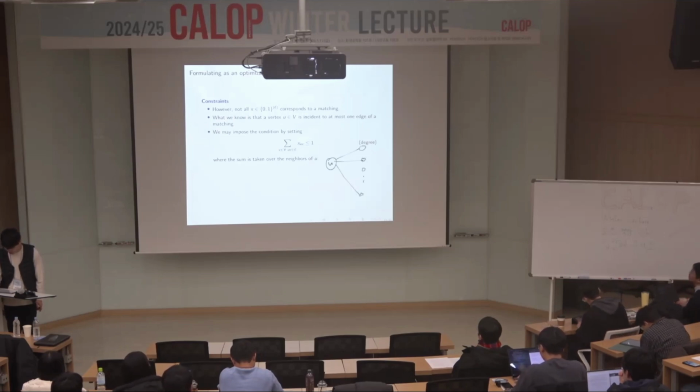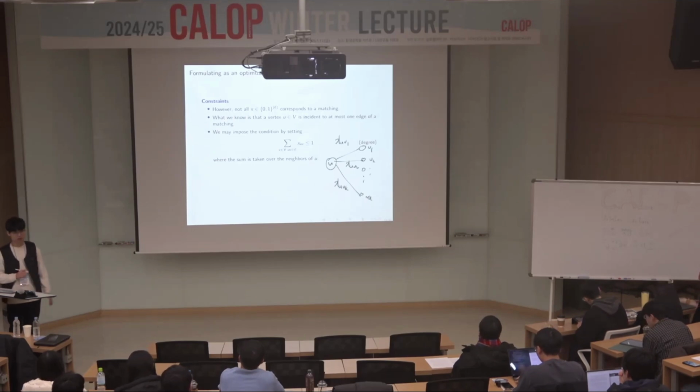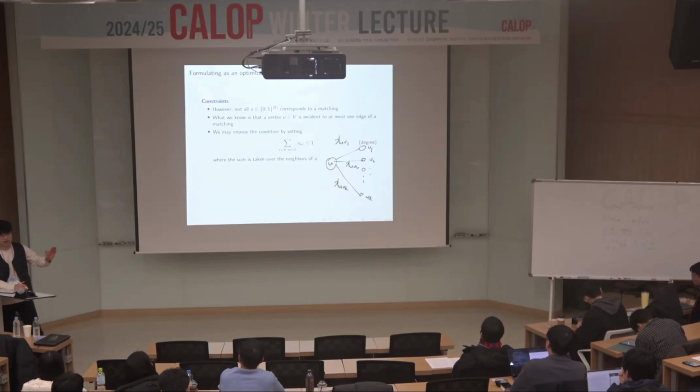Let's say this is v1, v2, and vk. Then you have x_{u v1}, x_{u v2}, and x_{u vk}. The summation of these variables has to be at most 1. And the reason is that you can pick at most one vertex or one edge that's matched with this chosen vertex. And this is equivalent to imposing that the degree is at most 1. And that's why this is called a degree constraint.